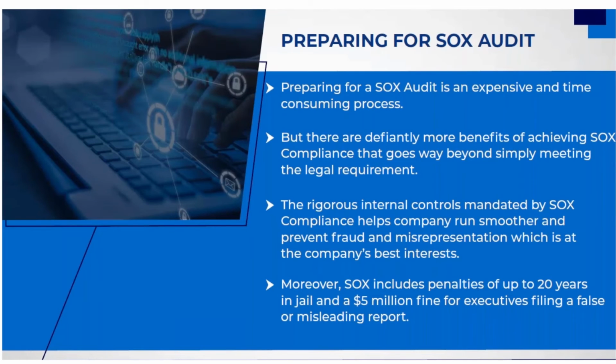Then finally comes preparing for the SOX audit. Now this is an expensive process, right? It is not something that will be done in a cheap way. It really takes a lot of time because understand that penalties are up to 20 years in jail and $5 million in fine for executives filing a false or misleading report. So the penalties are very high. More than the $5 million, it's 20 years in jail, right? So it is not something to be fooled around with or played around with.